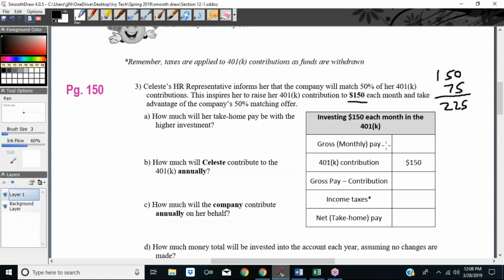So let's see. Her gross pay again is 3,000. She's going to put in $150 a month, and so that's going to take her gross pay minus the contribution down to $2,850. Now she's going to get taxed on $2,850. We want to do $2,850 times 0.15.